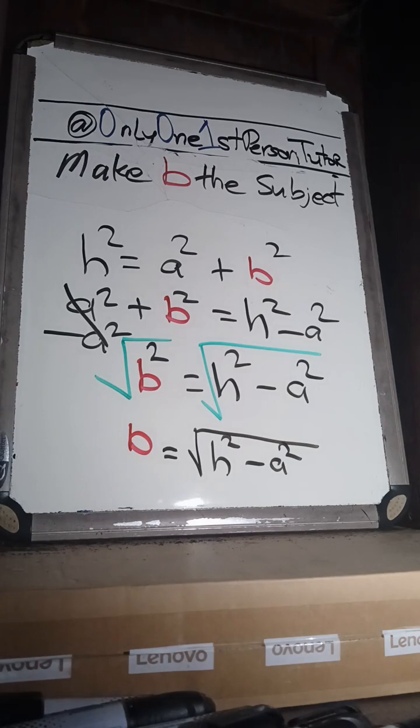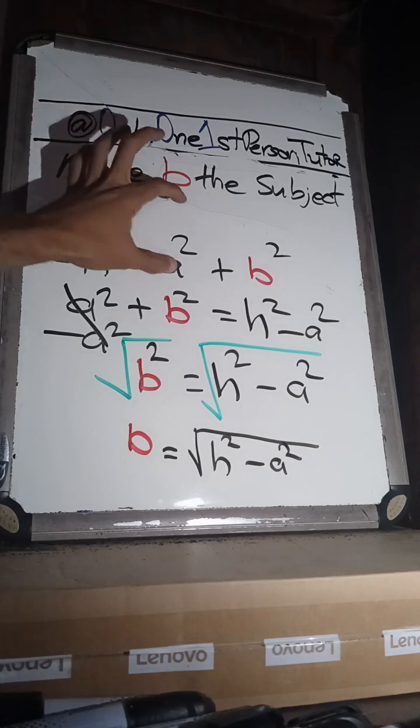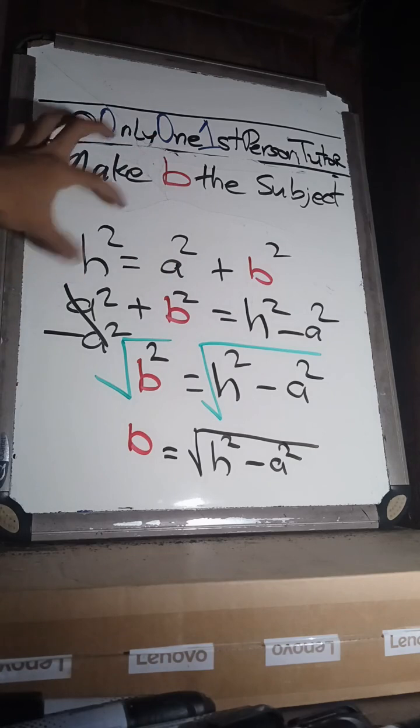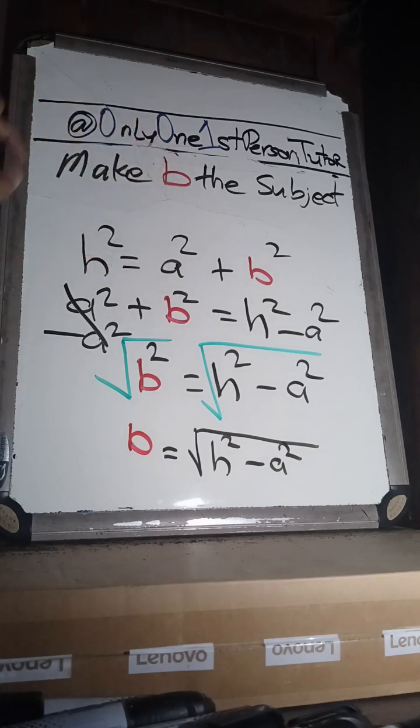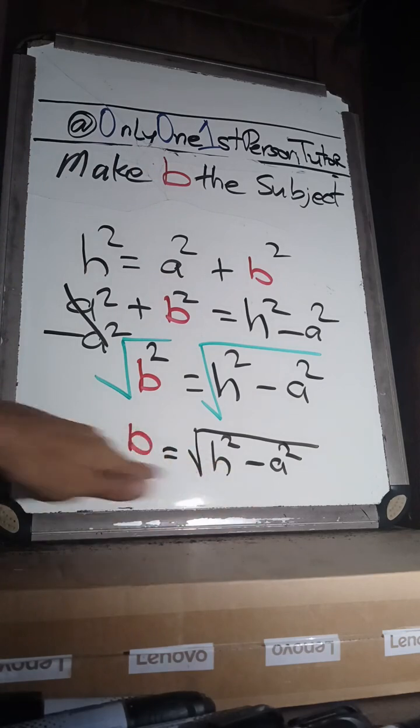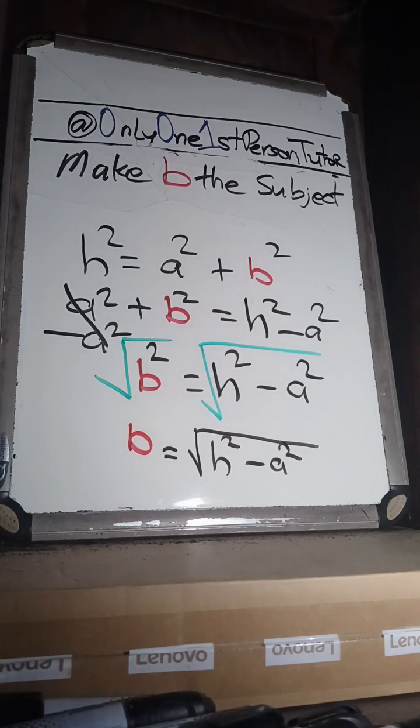Whereas before you had one side that might have been the 15 and the other side might have been your 9. So 15 squared, 225. A squared, 81. 225 minus 81, 144. Square root 144, you end up with 12. Right, so that's how you can find the missing sides.